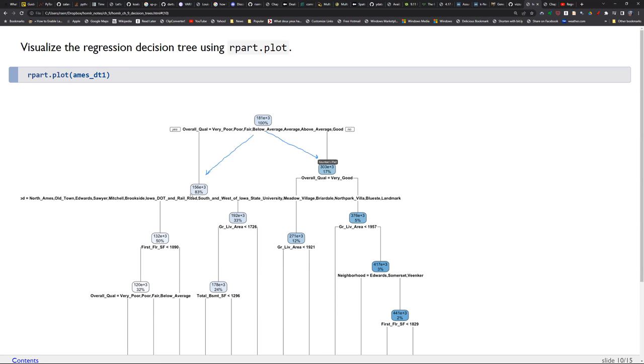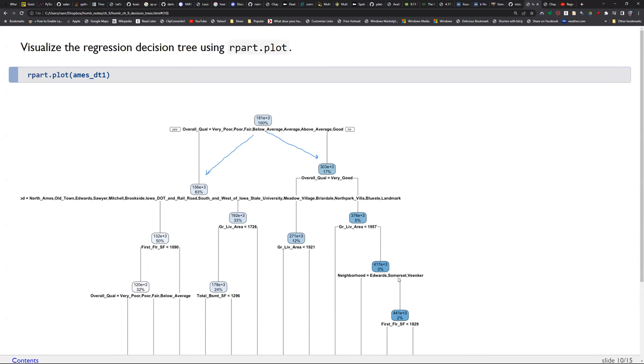So when we keep going, we see that the next variable in the left group is going to be neighborhoods. The neighborhoods that are grouped within each of these labels are going to be split. Then in the overall quality, very good, you're going to have gross living area less than 1957. And also you have another decision node of gross living area less than 129. So everything between this is going to fall into this category. Anything more than that is going to fall into this.